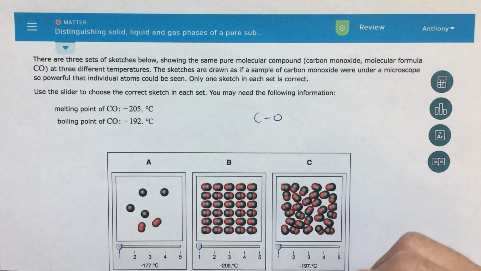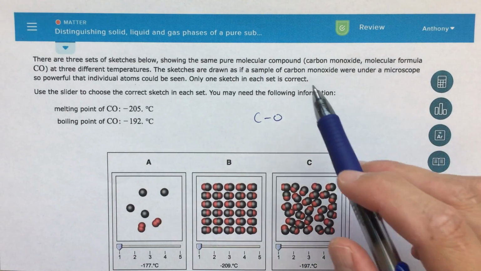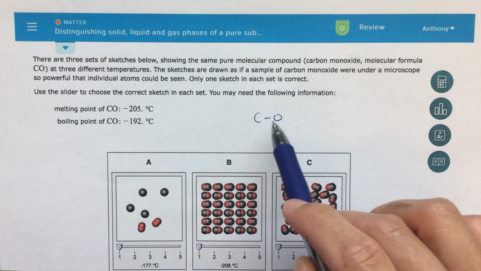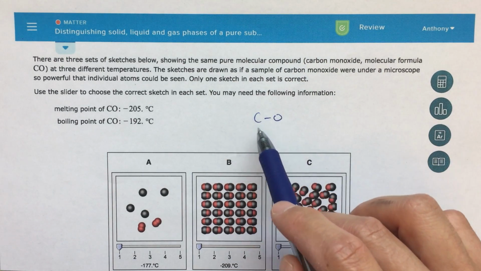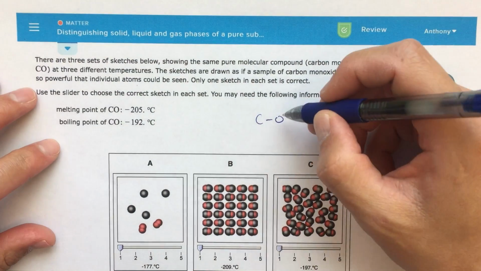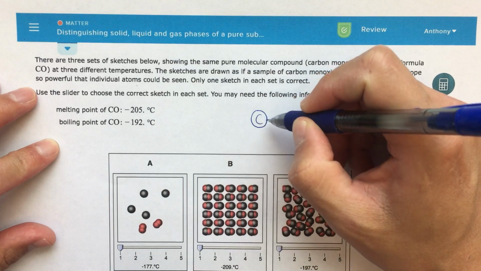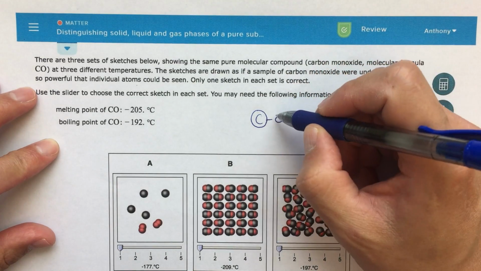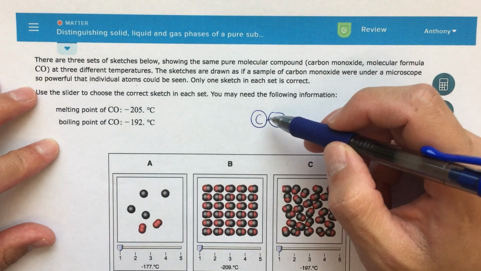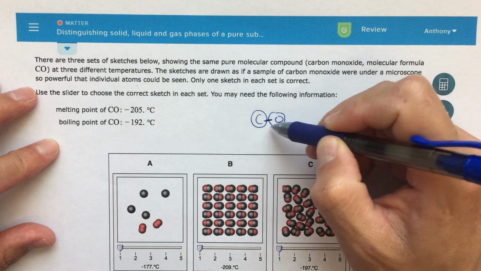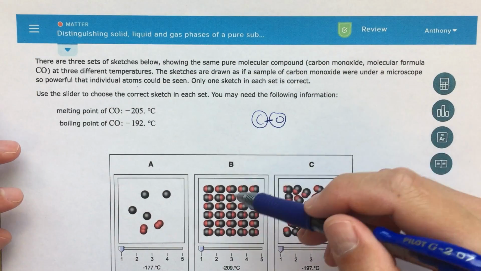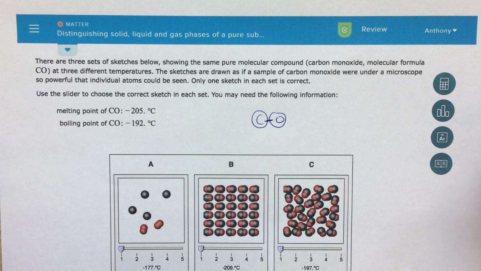So when you're doing a problem like this, the first thing you want to orient yourself to is what actual compound you're talking about. In this case, we're talking about carbon monoxide, so just one carbon and one oxygen. I've just drawn a little picture here. What we're trying to illustrate is that we're going to have a carbon atom, that's going to be the black dot, bonded to an oxygen atom, that's going to be the red dot. So this CO molecule is going to be two atoms bonded together. In our pictures, we're going to be looking for something that looks like that.